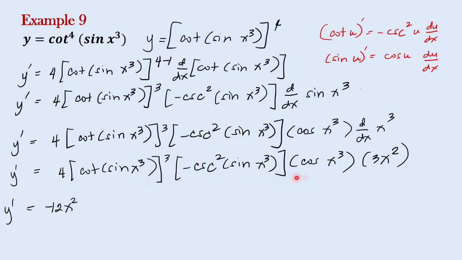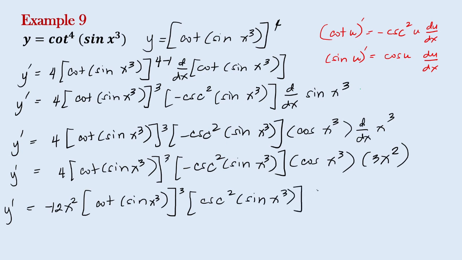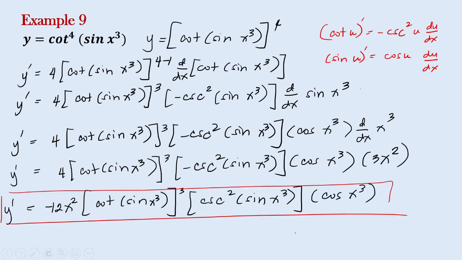And then let's just copy the remaining factors. So this would be cotangent of sine x cubed raised to 3, and then cosecant squared of sine x cubed times cosine of x cubed. So this is now the derivative of the given function.